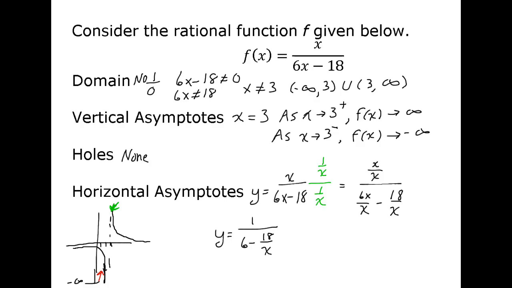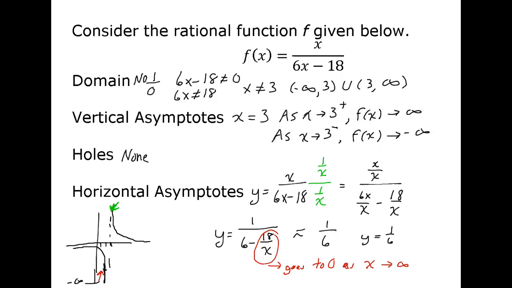So we made a complex fraction because now we can see what's happening as x gets really big. As x gets really big, this 18 over x goes to 0 as x goes to infinity or negative infinity. As x is real big, like a million, then you have 18 over a million, which is real little. And that means that y is approximately 1/6 when the x's are really big. So y equals 1/6 is the horizontal asymptote.